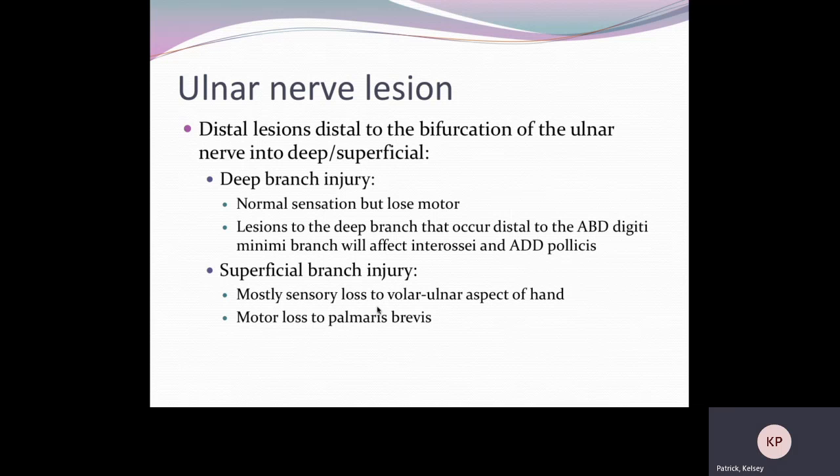If the lesion is distal to the bifurcation of the ulnar nerve into deep and superficial and it is a deep branch injury, they will present with weakness in the hypophenar musculature and hand intrinsics, but have normal sensation. If the lesion to the deep branch is distal to the abductor digiti minimi branch, they will have weakness in their interossei but spared hypophenar musculature. If the lesion involves the superficial branch of the ulnar nerve, they will lose sensation on the volar ulnar aspect of the hand and have weakness in the palmaris brevis, which is hard to appreciate but helps to fold the skin.